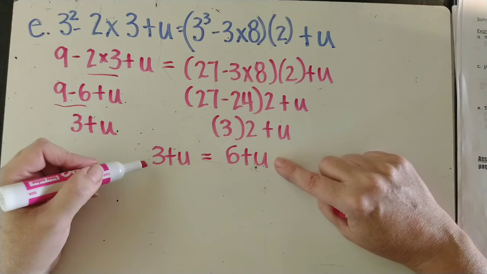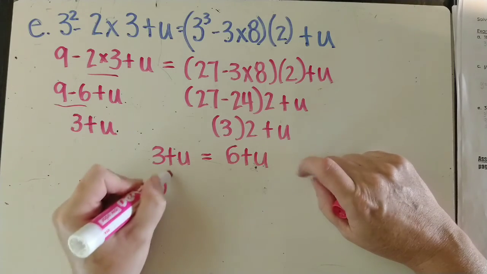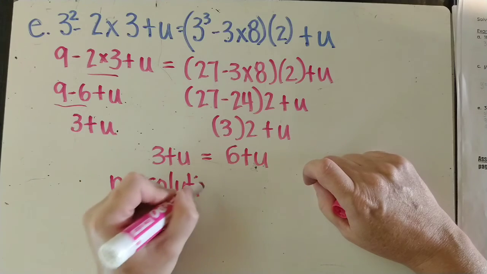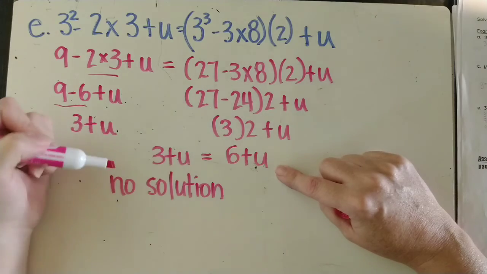Since they are not the same, then we say there's no solution, which means there is not any number that we could put in for u that would make this a true statement.